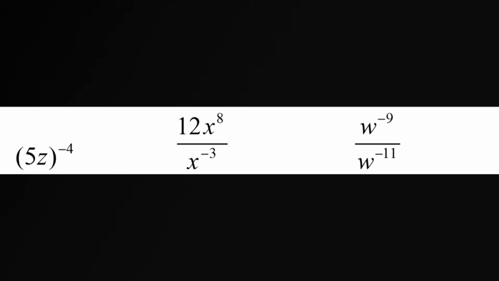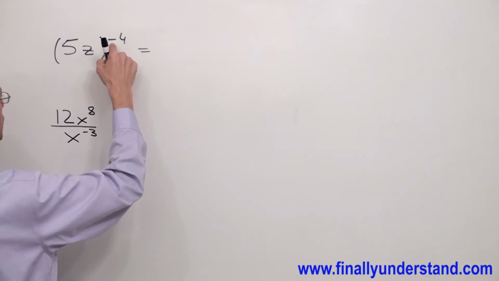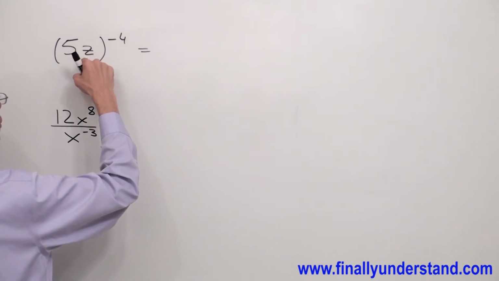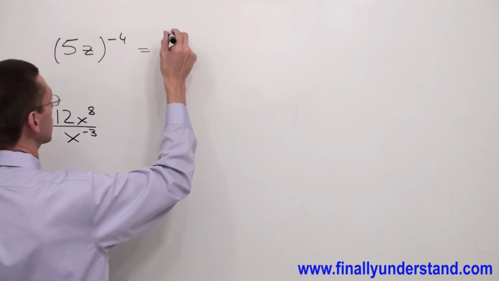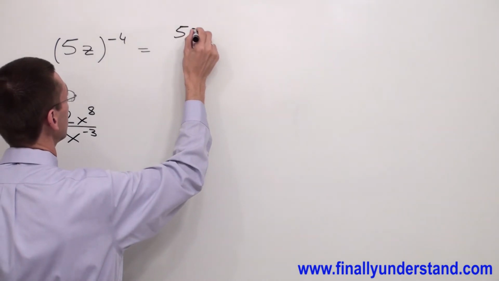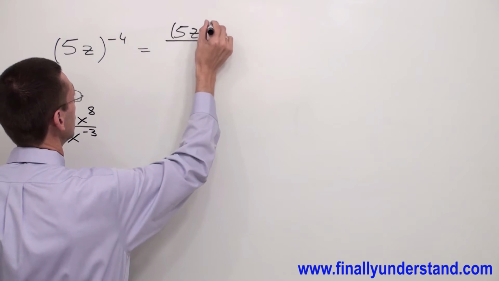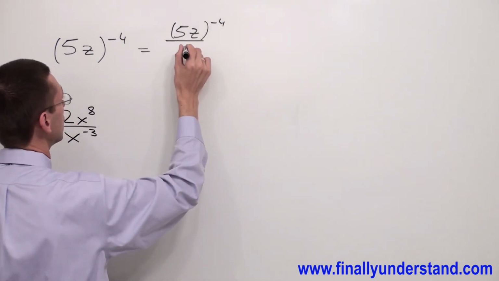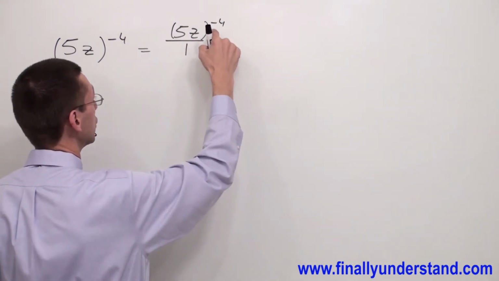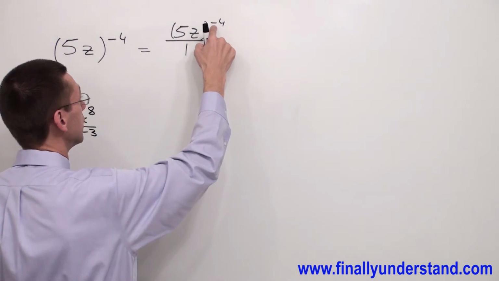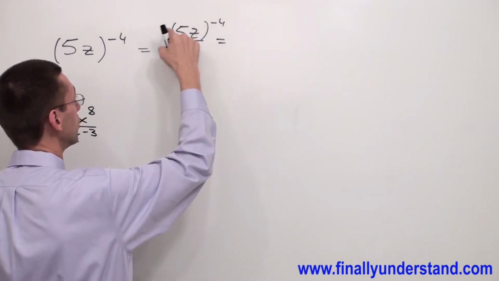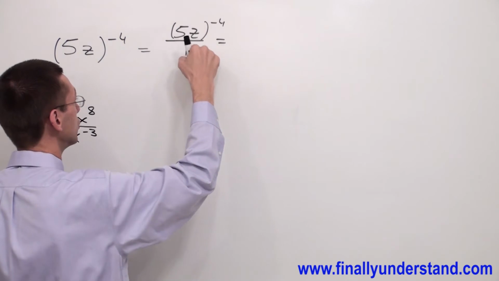Okay, let's take a look at the first example. We have negative exponent. I'm going to convert the whole expression to fraction. So I'm going to have 5z to negative 4 over 1. Now, in order to convert this negative exponent to positive, I have to bring the whole numerator to the denominator.